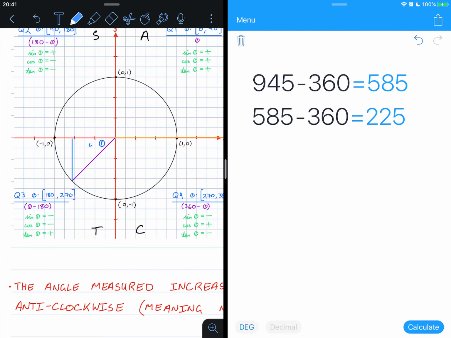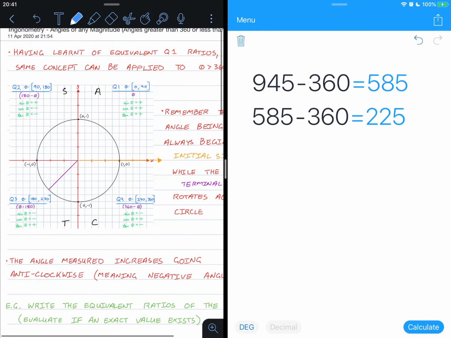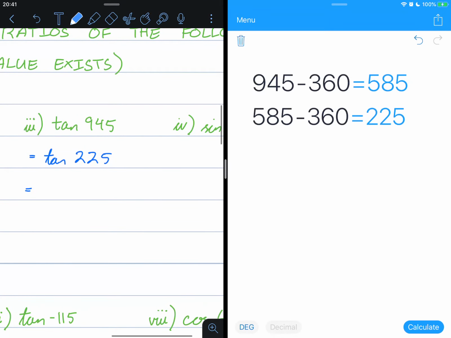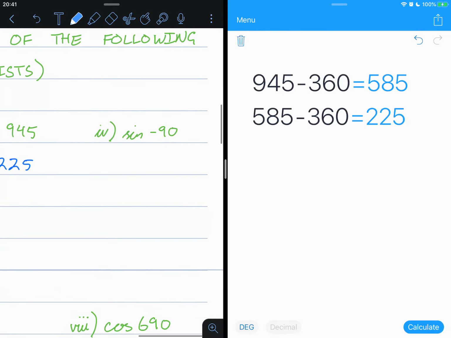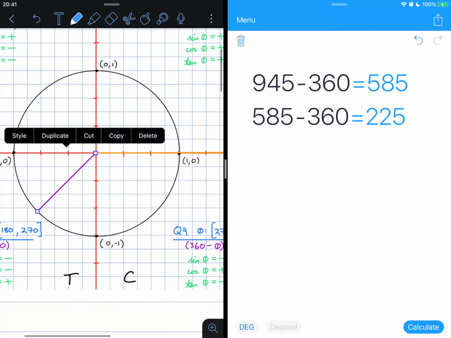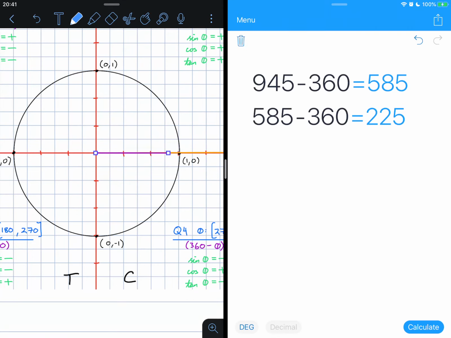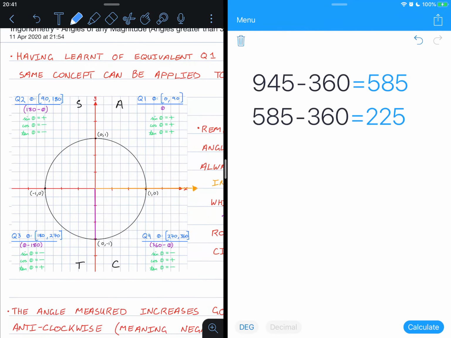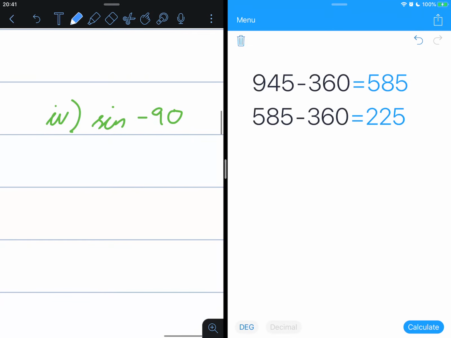So tan of 945 is the same as 225, which is the same as +1. Sine of -90. Going back to our unit circle. Here's my initial at 0 degrees. Going backwards to -90. That's a 90-degree angle. We can see that the y value at this point is -1. So sine of -90 is the same as -1.